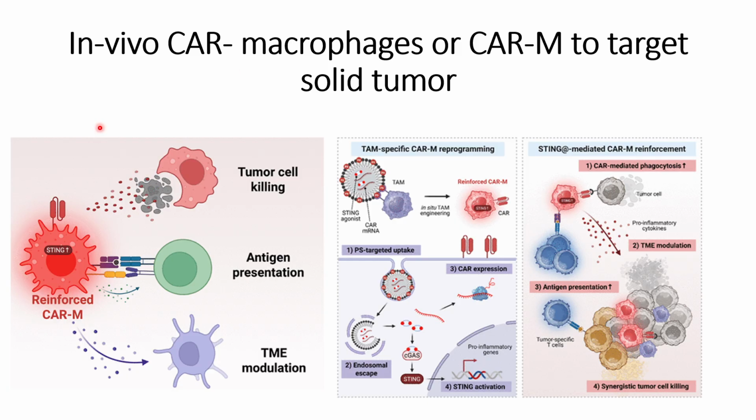So here the idea is that in vivo CAR-macrophages, the macrophages that have already infiltrated inside the tumors, are being targeted using lipid nanoparticle strategies, where they will do a co-delivery of the CAR and, at the same time, the STING stimulator, which will enhance the activation of these reinforced CAR macrophages. So it will act in three different ways.